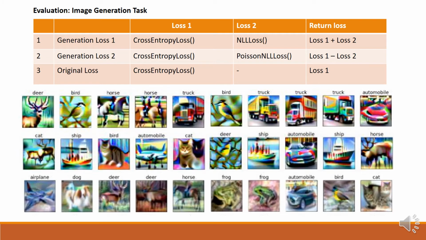As we can see here, generation loss 1 and generation loss 2 were modified from the original loss, which only consists of the cross entropy loss, but I introduced the negative log likelihood loss and the Poisson negative log likelihood loss in these loss functions.